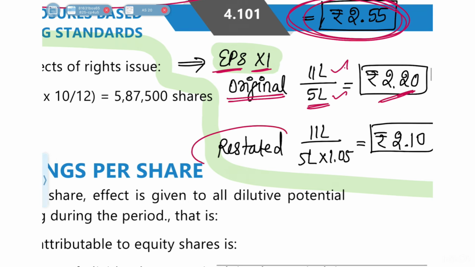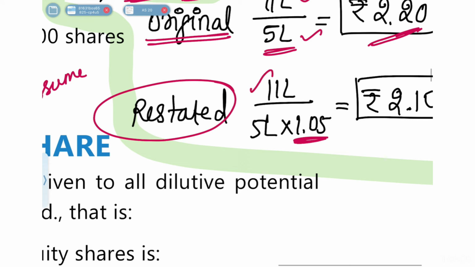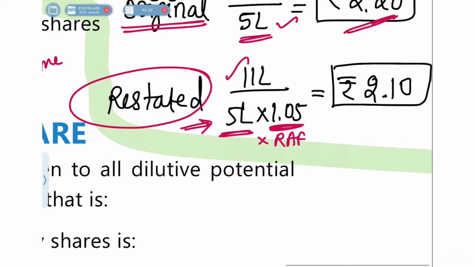But now you should not do it like that. You have to restate it. You have to multiply the rights adjustment factor with the previous year's figures. So you will take the numerator as it is, which is 11 lakh rupees. And in the denominator, you take the shares in the previous year, 5 lakh shares, and multiply it with the rights adjustment factor, which is 1.05, which we found out, right?